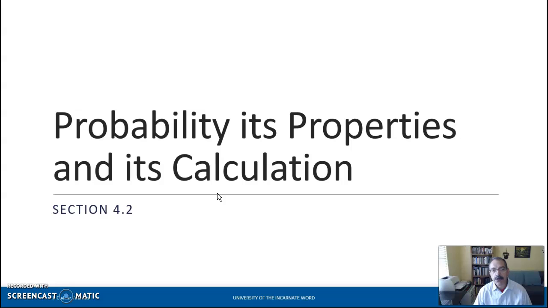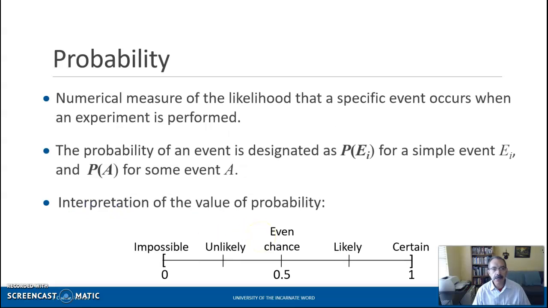All right, so now let's go on to section 4.2. I'm still following the order in the textbook. And here we want to talk about probability, its properties, and how it's calculated. Probability is just a numerical measure that indicates how likely an outcome is when you perform an experiment. And we're going to designate it with a capital letter P.